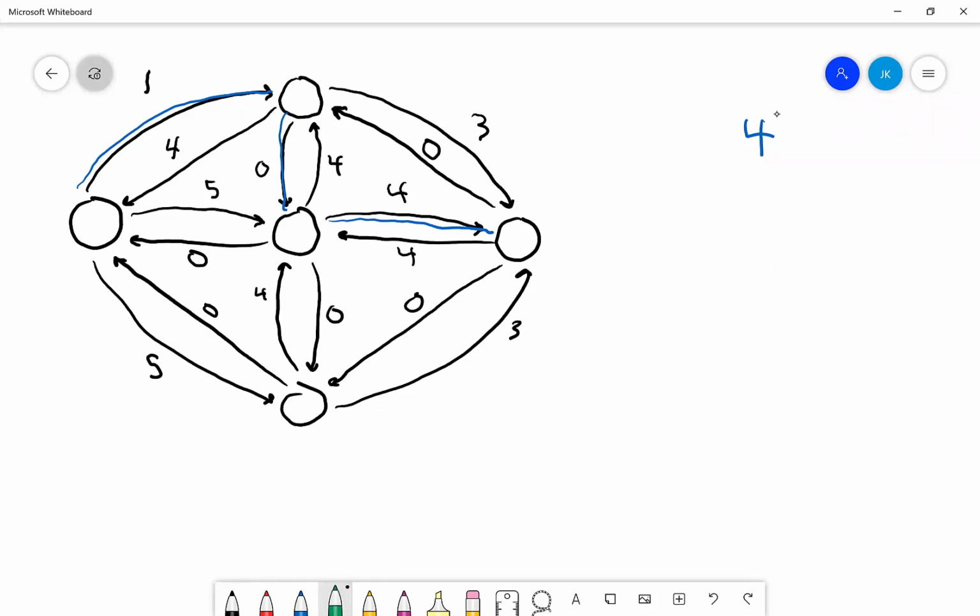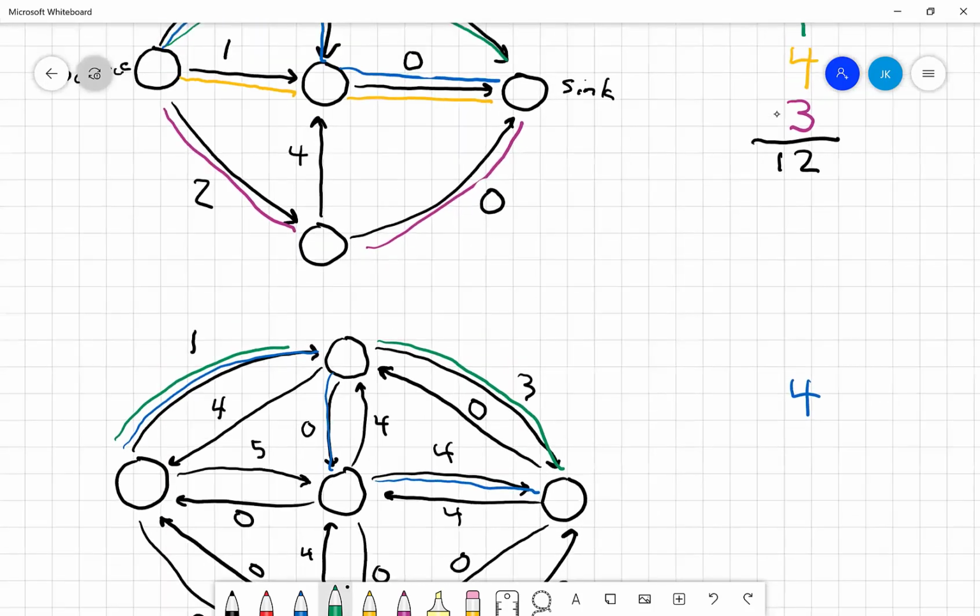So we start out with the blue path. We've updated our residual flows along the way. We'll now go to the green path. Again, same green path we had before.